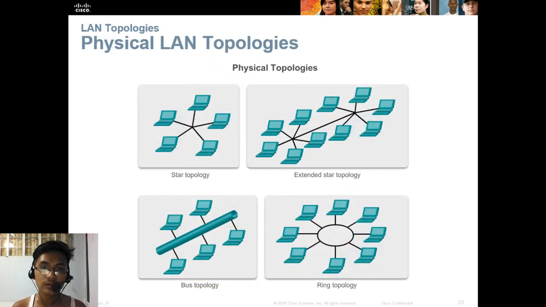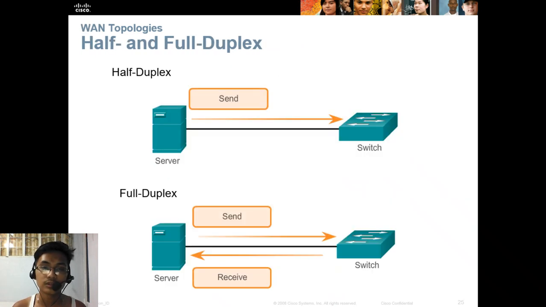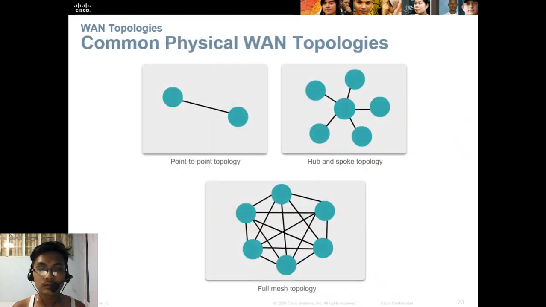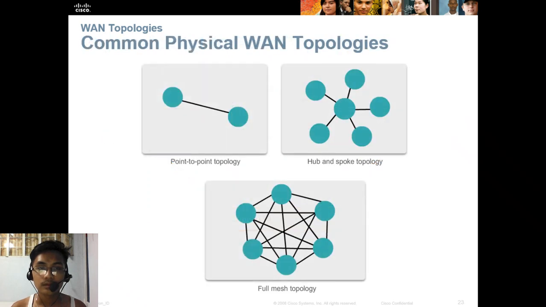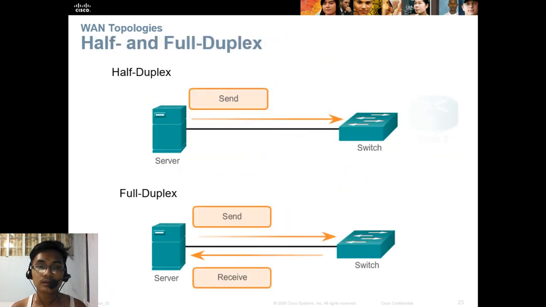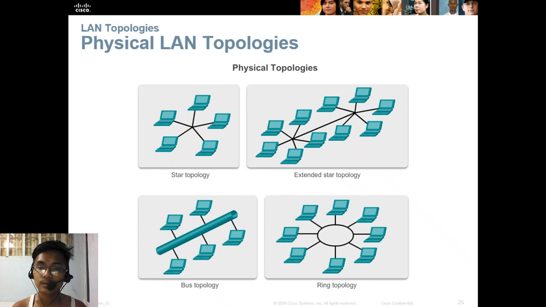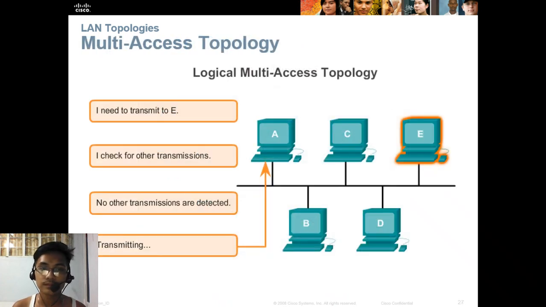Physical LAN topology. So we have here star topology, extended star topology, bus topology, and ring topology. Okay, so this tree is for wide area network topologies, but it's still a physical topology, and these are the other examples.